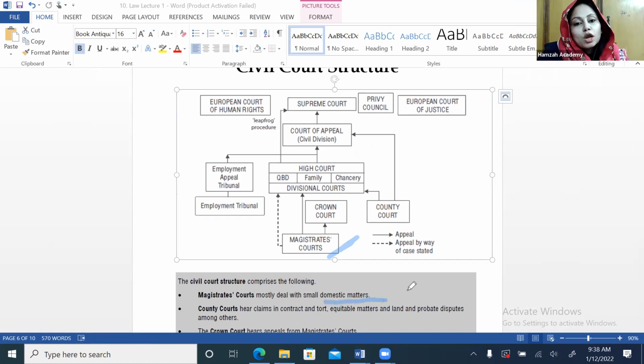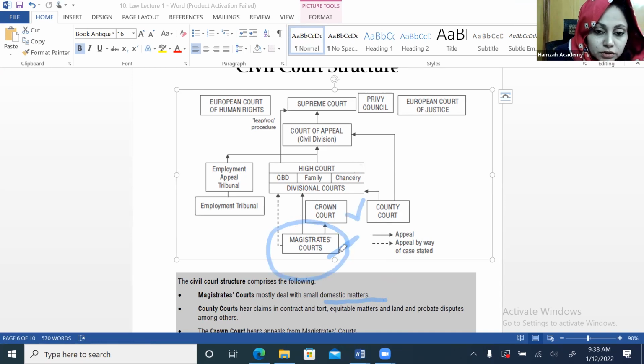Now, what are small domestic cases? These are cases related to the family, close friends, small matters of family, relatives, cousins, friends. So the magistrate court is the court in which domestic matters are resolved between friends, fellows, relatives, wife and husband, brother, sister, mother, father, in which matrimonial cases are dealt with. In the country, after the magistrate court, there is a crown court.